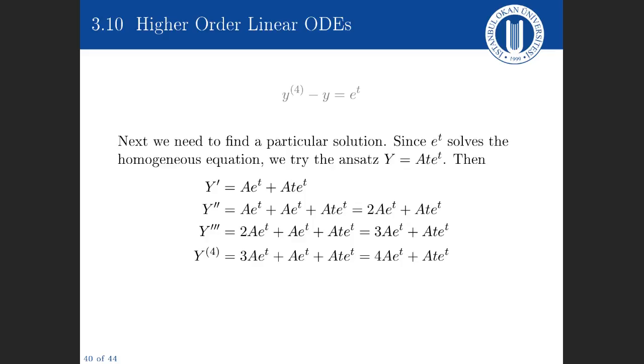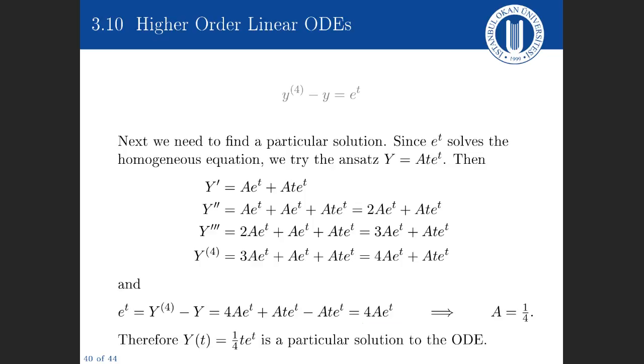Then differentiate 4 times, and then substitute into the equation. We have e to the power t is equal to 4a e to the power t. So of course a must be a quarter. Our particular solution is a quarter t e to the power t.